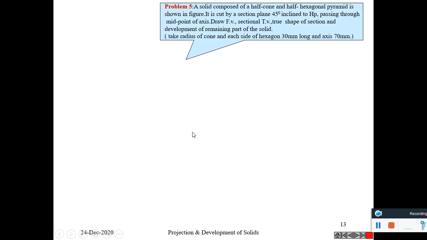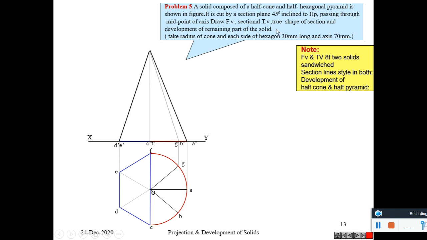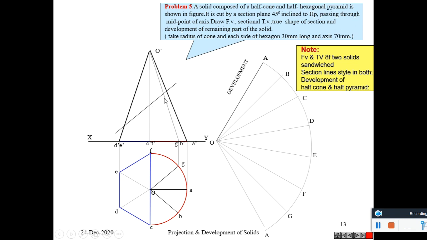A solid composed of a half cone and half hexagonal pyramid is shown in figure. So this is half cone and half hexagonal pyramid, its front view, its top view. It is cut by a section plane 45 degree inclined to HP and passing through the midpoint of axis. So this is the cutting plane passing through the midpoint and inclined at an angle 45 degree to HP.